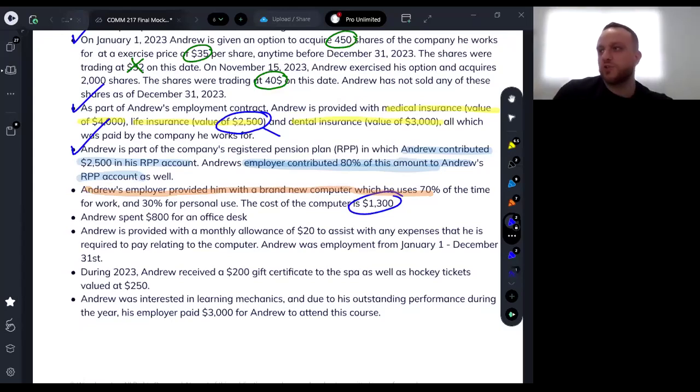Andrew spent $800 on an office desk. So what? Can't do anything with this. So no effect. He can't deduct it, nothing.